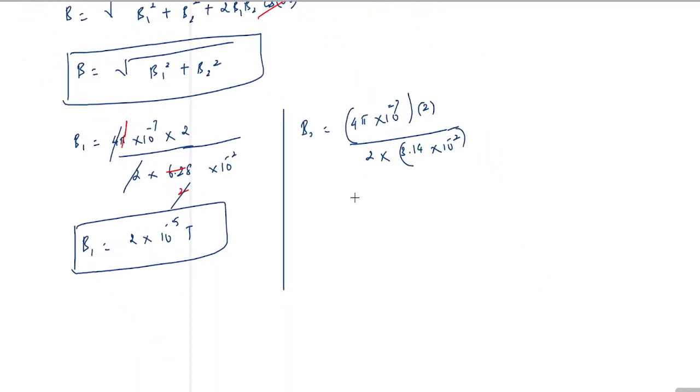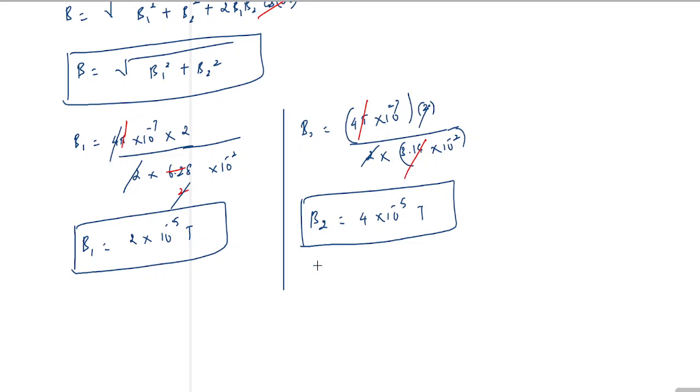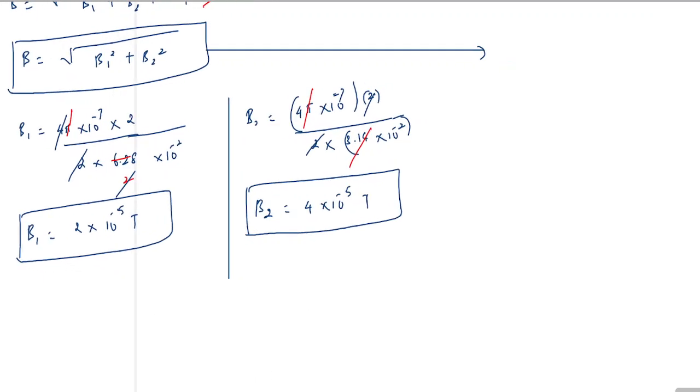Again, pi is 3.14, so this and this get cancelled. Therefore, what we get is, again here 2 gets cancelled. b2 is equal to 4 into 10 power minus 5 Tesla. Now let us find the resultant field. I am doing it here only, but as I've been telling you all, in exam don't do these things. I'm just doing it to explain the concept so that you see the values here only. Otherwise, do it one below another.